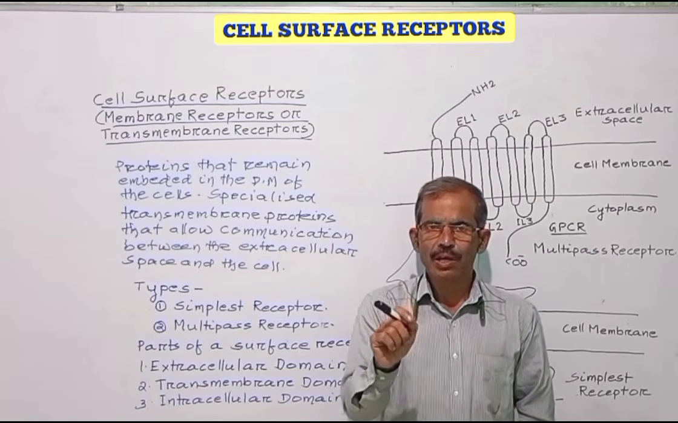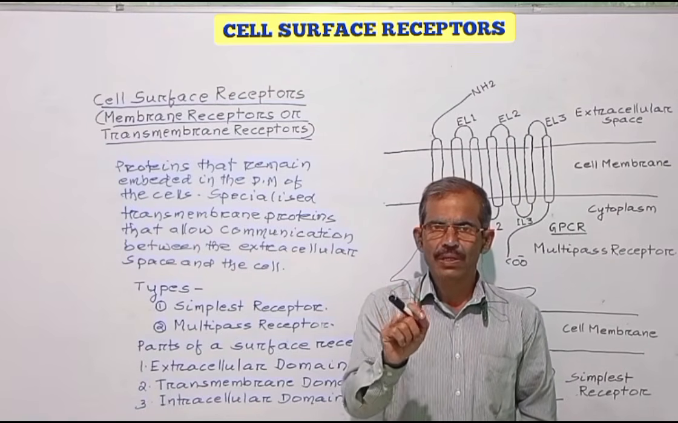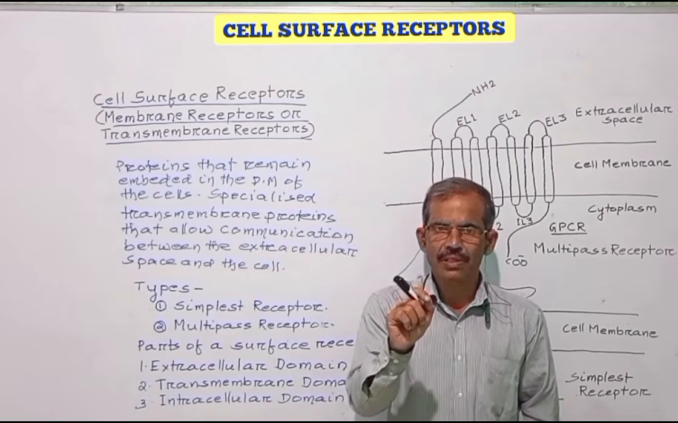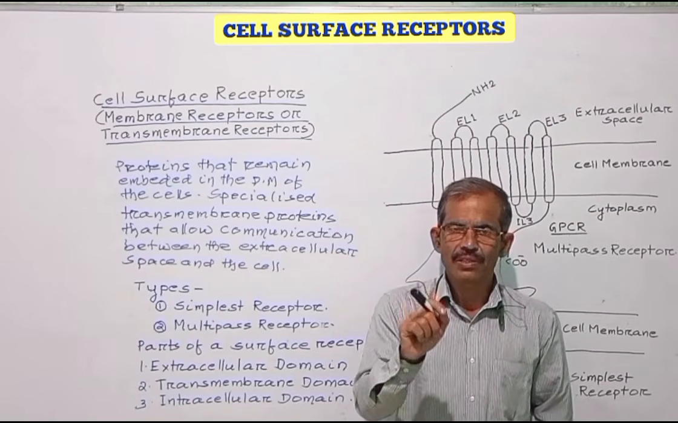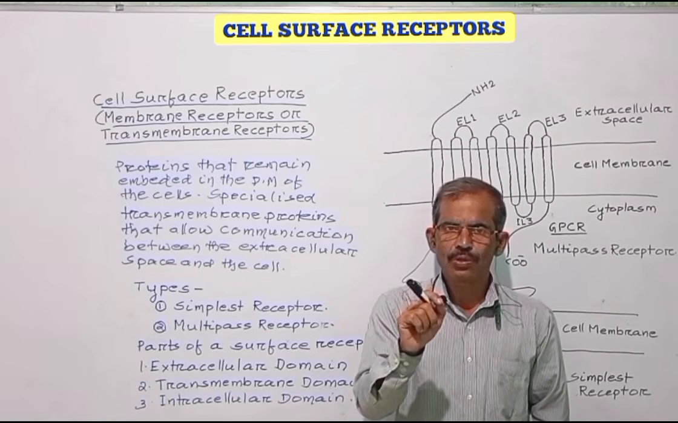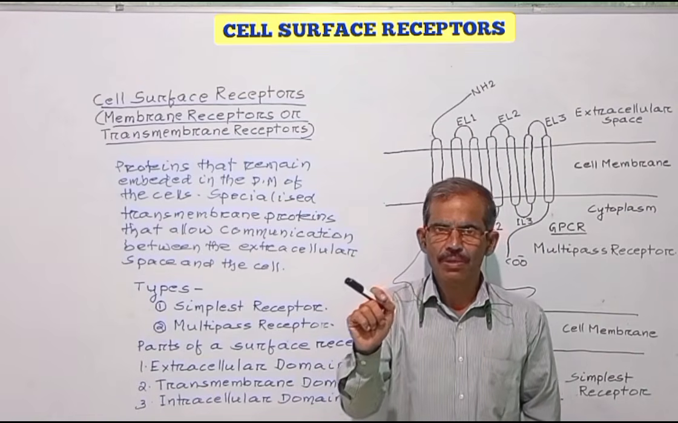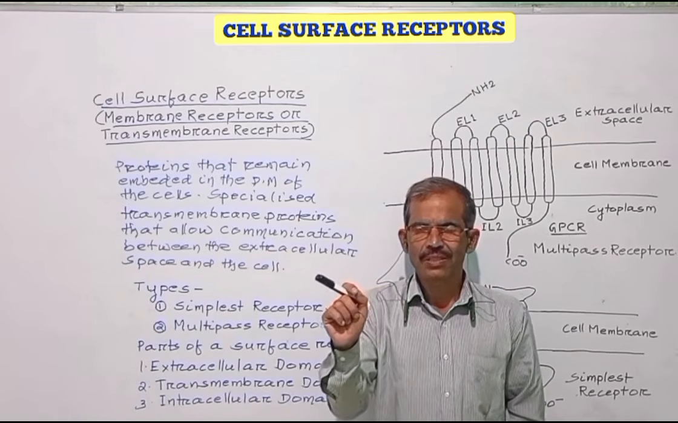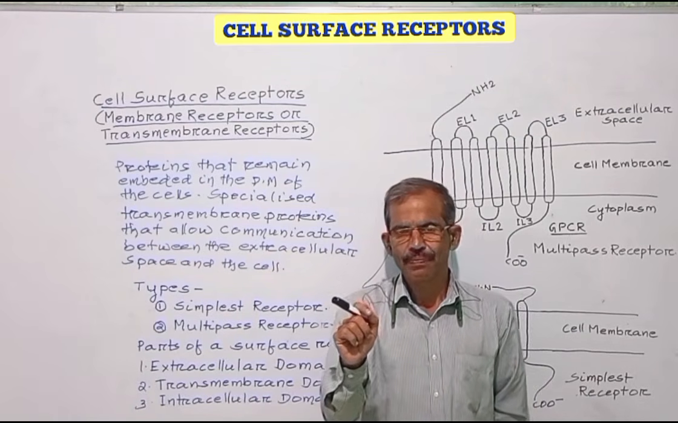This binding of receptor with specific ligand triggers a chain of molecular events in the cell that result in a specific response, such as growth, division, or metabolism. This biological process is known as signal transduction.